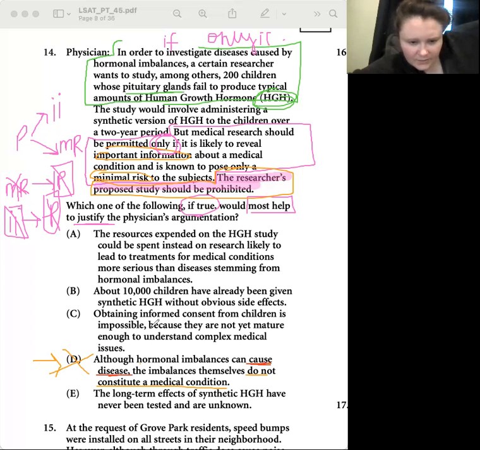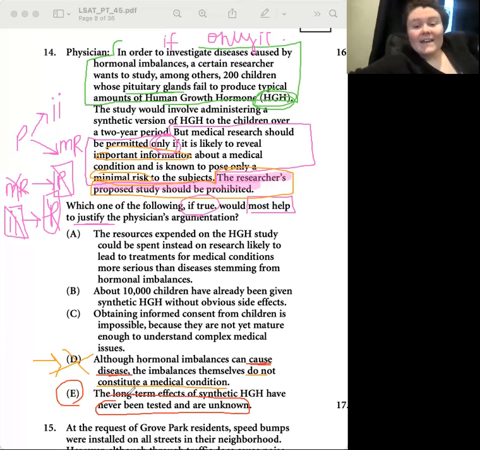And then what was the correct answer? It was E. The long-term effects of synthetic HGH have never been tested and are unknown. Yeah, I think what messed me up on that was the and. Oh yeah, it gives us both. Yeah, so my thing was like, well, they've never been tested and are unknown. I could see why it's right, because then you don't know if there's a minimal risk or not. Yeah, we only actually get one. We don't get the important information. We could get important information, but we don't know if it is minimal risk because it's never been done, and the long-term effects are unknown. So how can we know for sure that there's minimal risk involved?